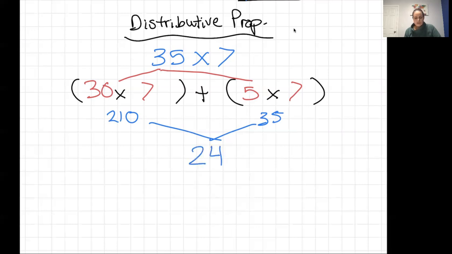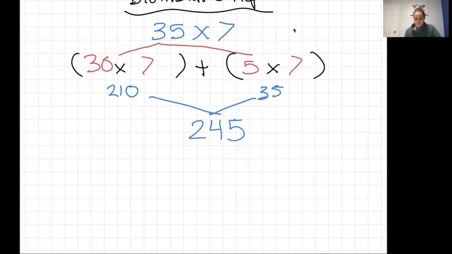So I've got 240 so far. And then I have 5 more left over in the ones place. So for this one, my answer would be 245. And that's solving it with distributive property. Feel free to pause, rewind if you need to, take some notes on this one. We're going to move on to our next strategy.